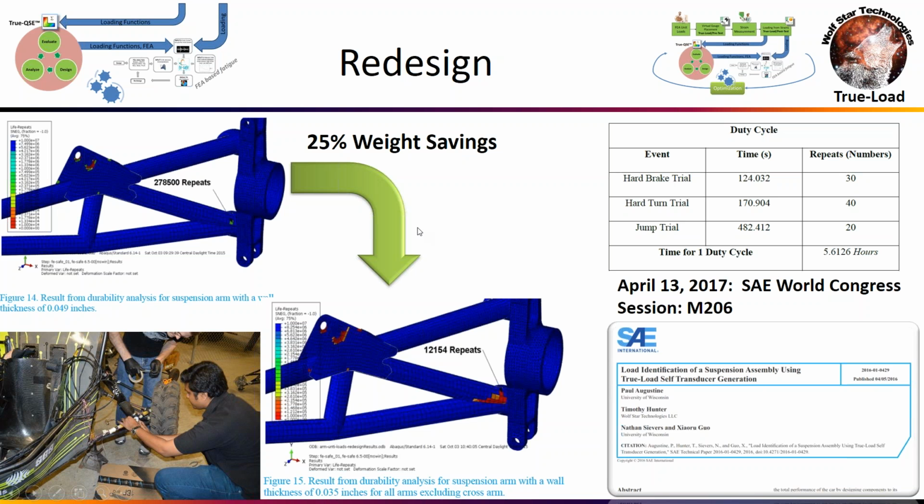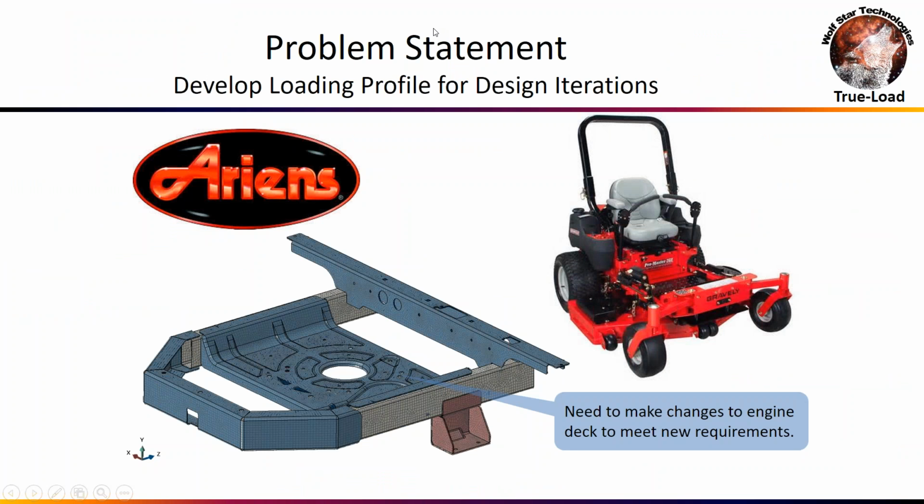So they saved 25% of the weight. You're just doing some very simple shell thickness changes to these tubes, and they wrote a paper on this, and it was presented last year at the SAE World Congress. I've got the wrong date on here, it is April 13th, 2016. There's an SAE paper on this, and they did a great job with that. And this is my last customer example. So thank you for bearing with me here.